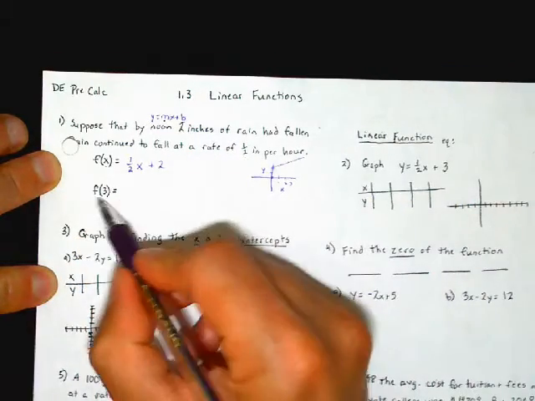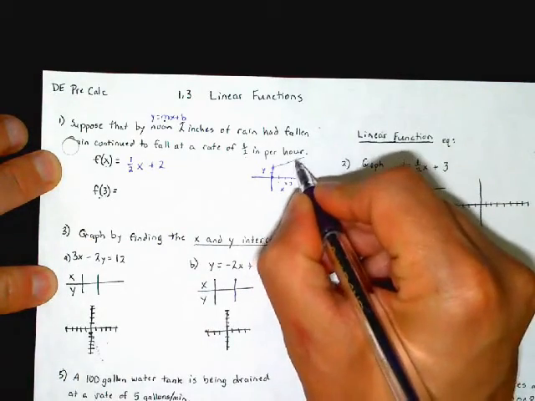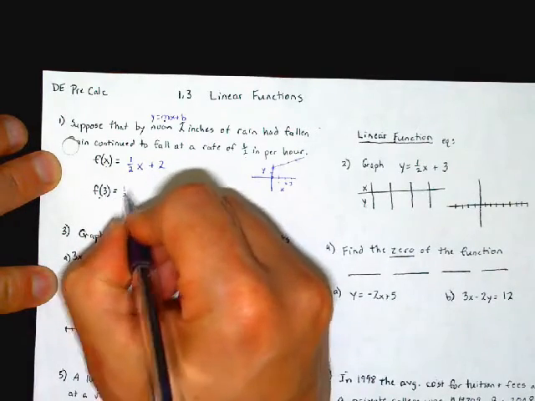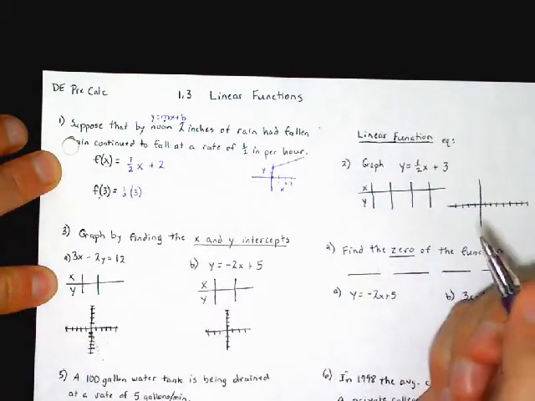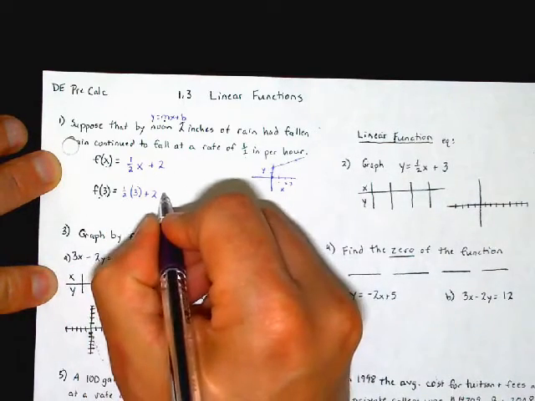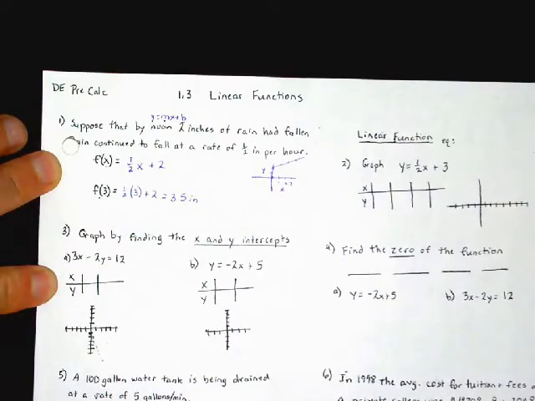So if we think about f of 3, 3 is our x value. So at 3, what would be that y value? How much rain would there be? Well, it would be 1/2 for every one of those hours, plus the initial 2. So that's 1.5 plus 2 equals 3.5 inches of rain.